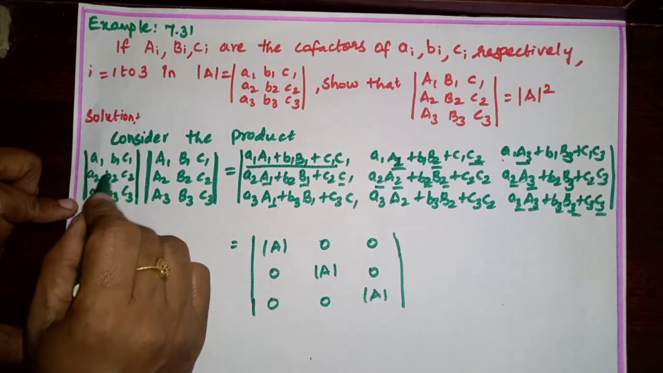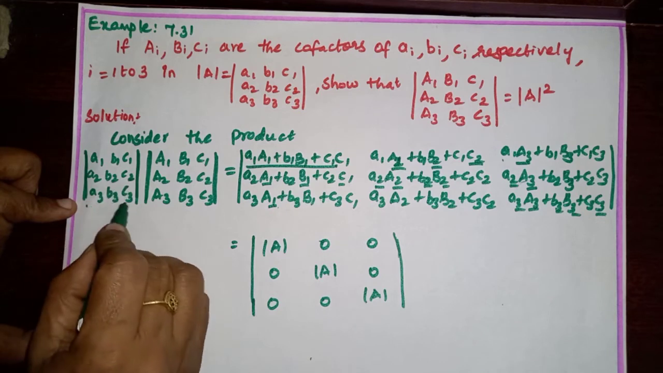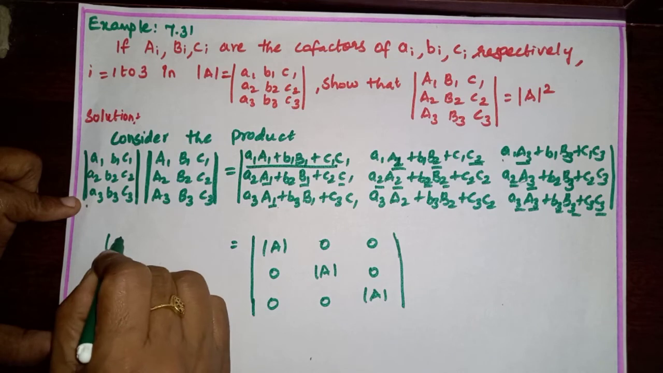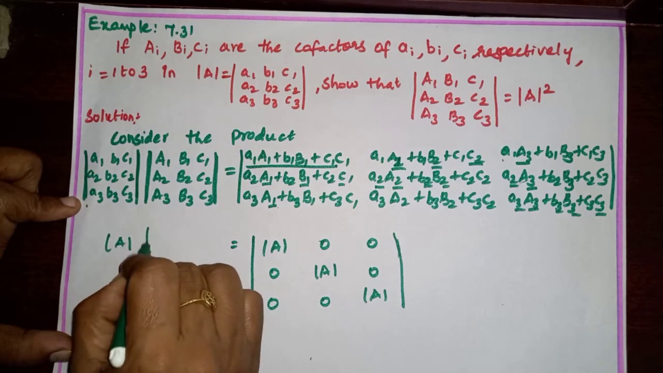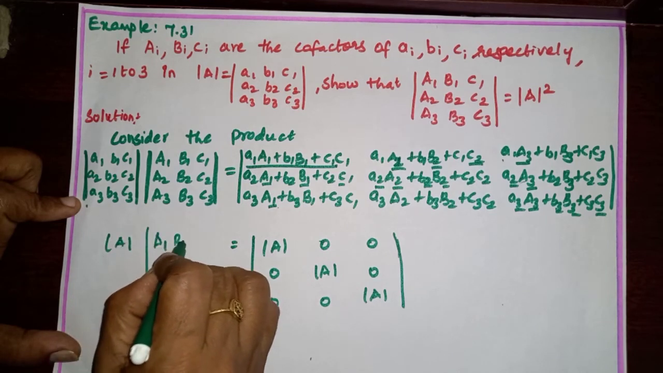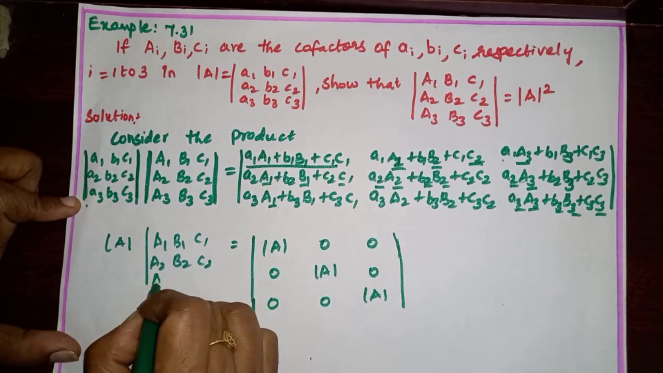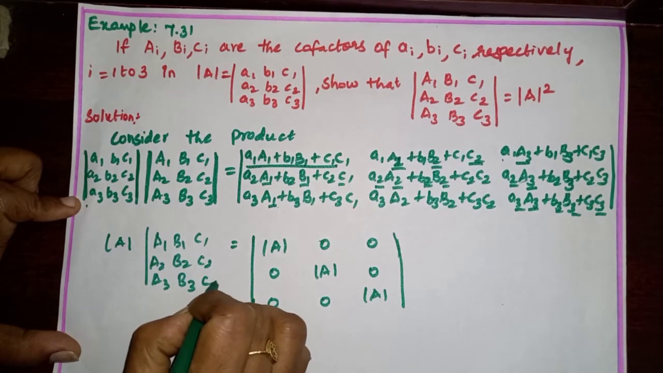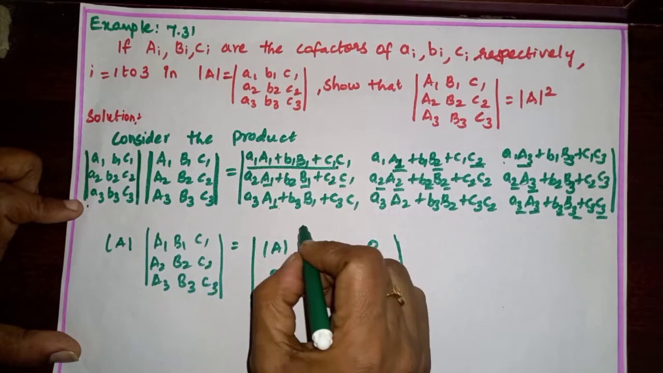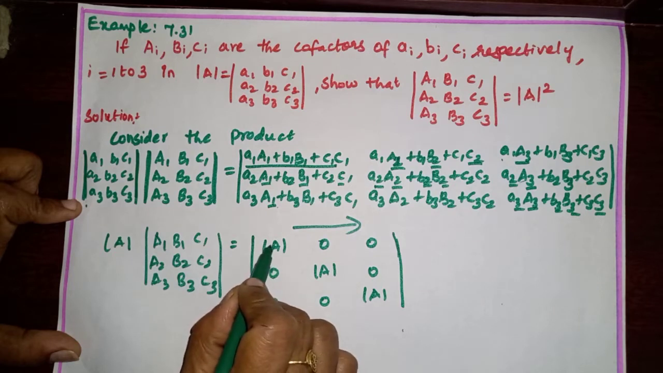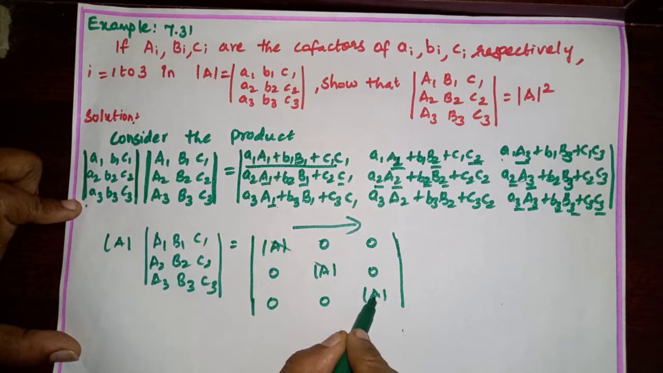Already A1 B1 C1, A2 B2 C2, A3 B3 C3 is given as determinant of A. So determinant of A into A1 B1 C1, A2 B2 C2, A3 B3 C3. Now I am going to expand along R1. Otherwise, we can multiply by using the product of the leading diagonal elements.